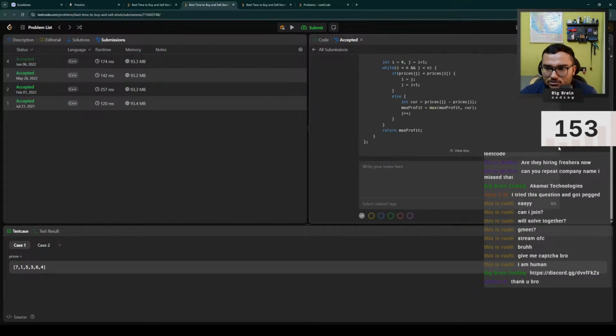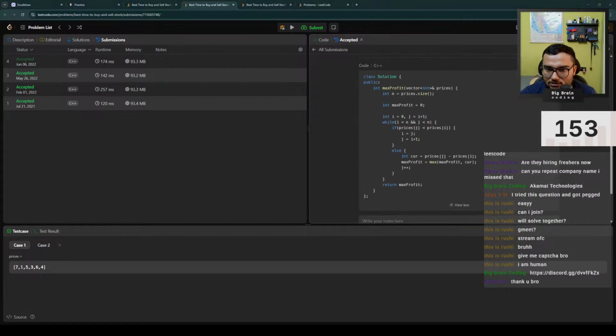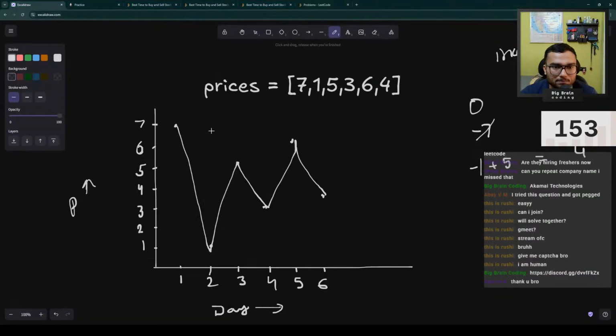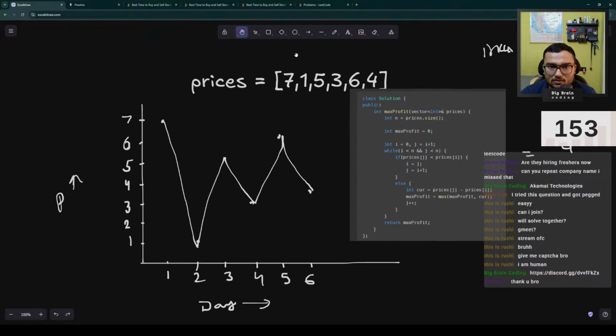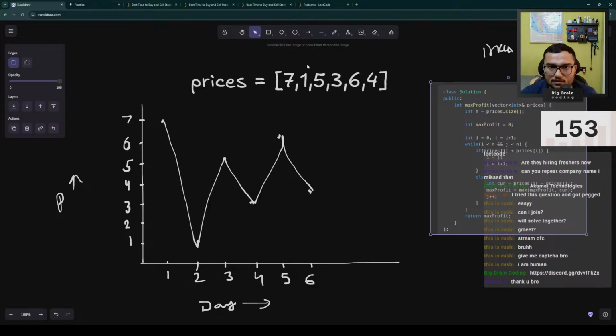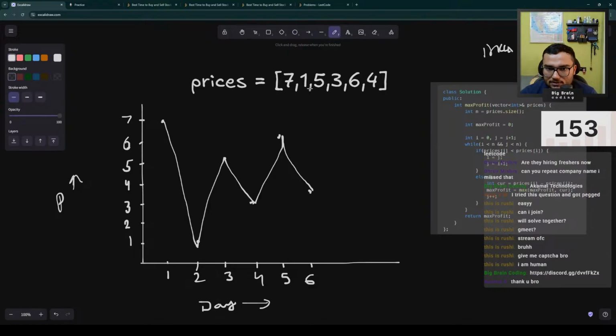Okay, let me just dry run this to understand it perfectly. So you see here, n is 6. Max profit is initially 0. We start with I equals 0. Here it is I, and J is I plus 1. Then we start the loop. I is less than n, correct? J is also less than n.